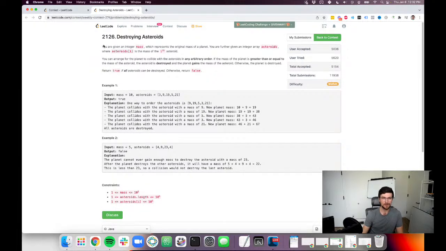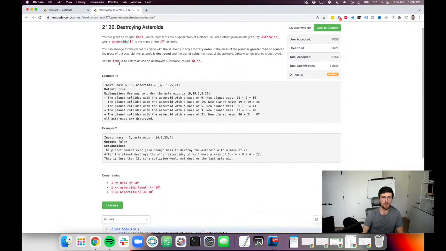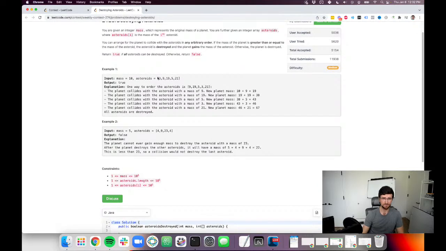All right, so you're given an integer mass which represents the original mass of a planet, and you're given an integer array asteroids where asteroids[i] is the mass of the ith asteroid. You can arrange for the planet to collide with asteroids in an arbitrary order. If the mass of the planet is greater than or equal to the mass of the asteroid, then the asteroid is destroyed and the planet gains the mass. Otherwise, the planet is destroyed. Return true if all asteroids can be destroyed. Otherwise, return false. Okay.